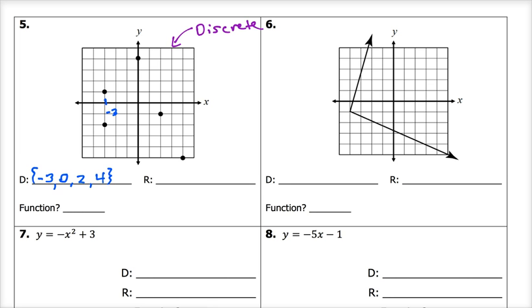The range values, you just look at the y-coordinates. So starting at the bottom, we have -5 for this point, -2 for the y-coordinate here, -1, +1, and +4.